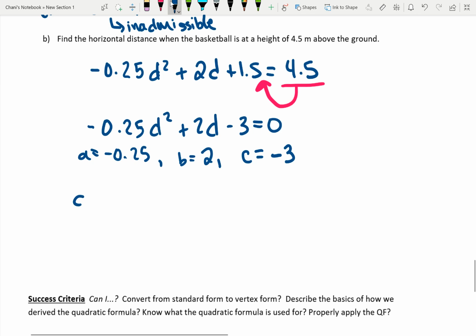I invite you now to try to use the quadratic formula and solve this for yourself. And I'll take it up in the next class. You should get two answers, d equals 2 and d equals 6 when you solve this. So it hits 4.5 meters after 2 meters, goes up and then comes back down, and will hit that 4.5 meters again after 6 meters away from the original.